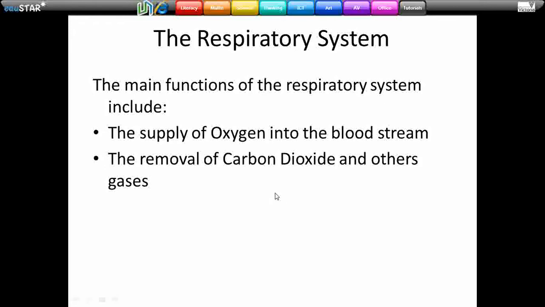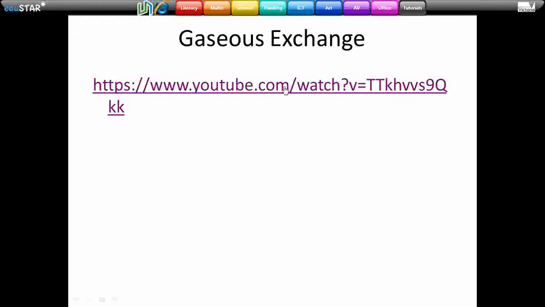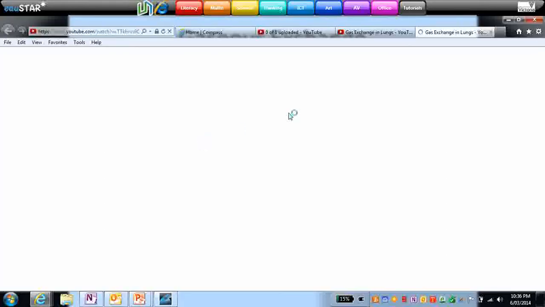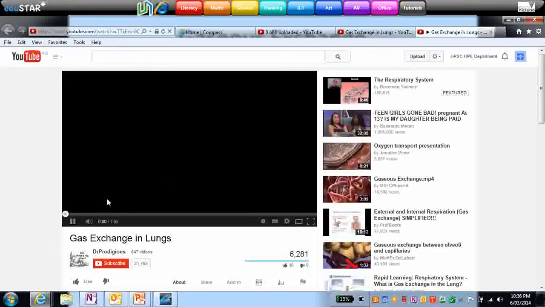The main functions of the respiratory system include supplying oxygen to the bloodstream, which is then going to be used by the muscles, and also removing waste products such as carbon dioxide and other gases from the muscles and the bloodstream. I'm just going to show a quick YouTube clip which explains how the gases are exchanged in the lungs.